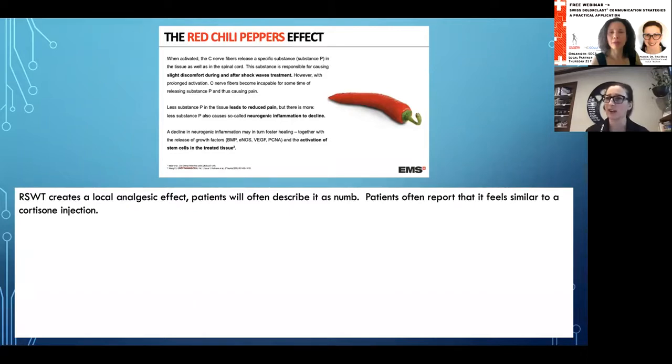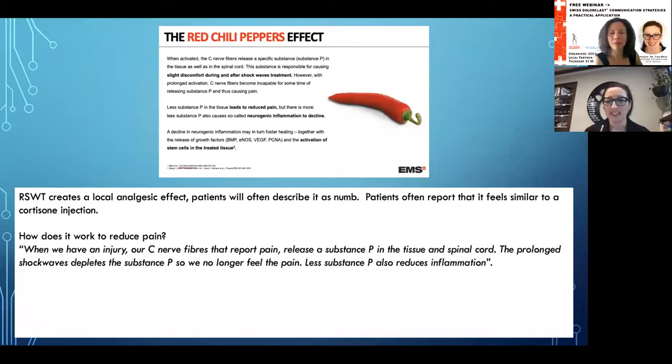So I explain this as a local analgesic effect to patients. They will often say, oh, that feels similar to when I had a cortisone injection. That also creates a numbness in the area. How does it work to reduce pain? So I simply say, when we have an injury, we have these C nerve fibers, they report pain to our brain, and they release the substance P in the tissue and the spinal cord. And the shockwave actually gets rid of that substance P, so we don't have the pain. It also reduces inflammation.